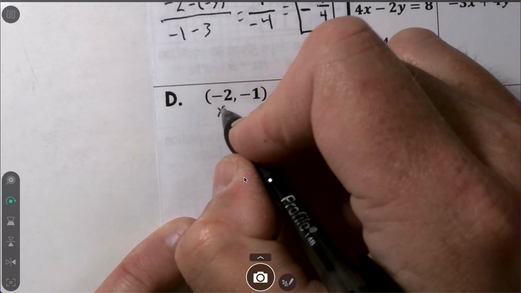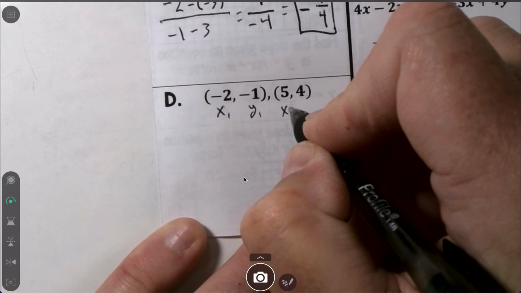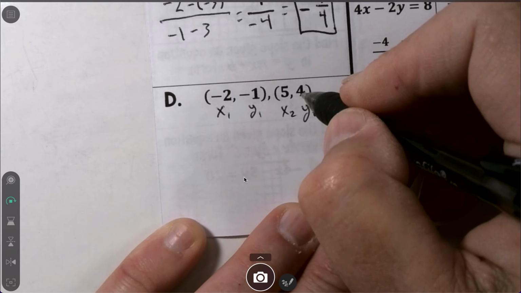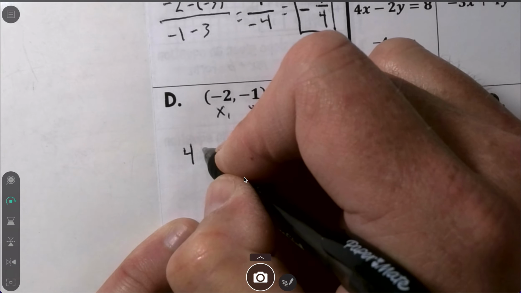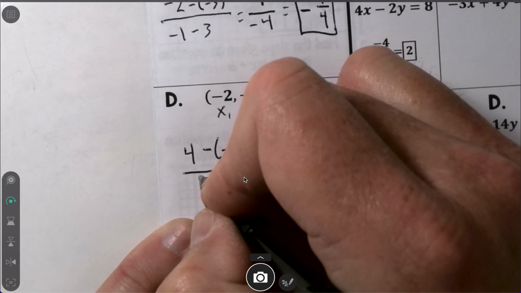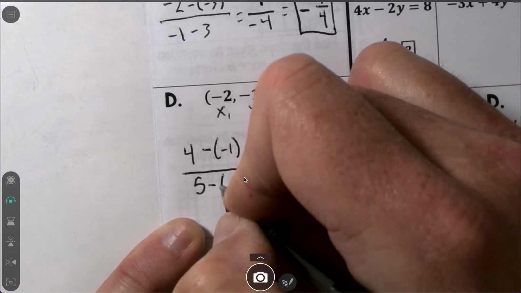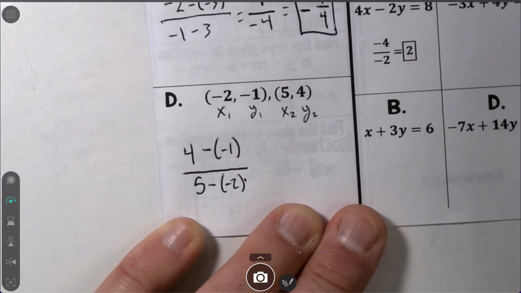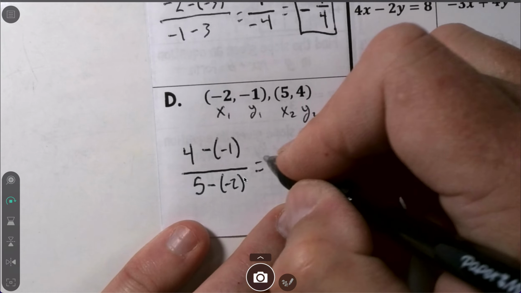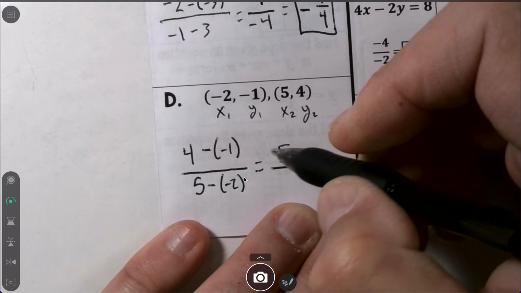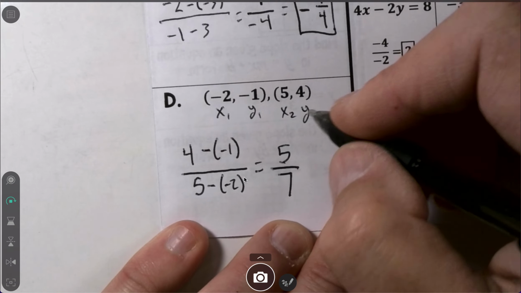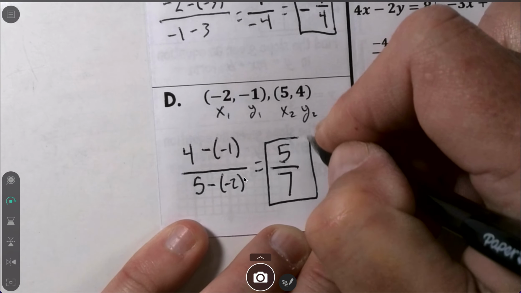All right, so one more time, x1, y1, x2, y2. So y2 is 4 minus negative 1 over 5 minus negative 2. So that comes out to be 4 plus 1 over 5 plus 2. So the slope is just 5 over 7.